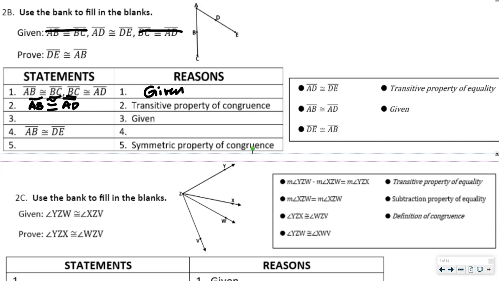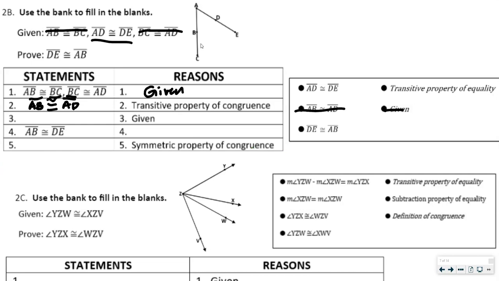Then we have our given step again. So we have some more given information up there, right? So let me mark through these. So that was AB and AD right there. And so then this is another piece of given information. So that is AD is congruent with DE. That one right there, right?